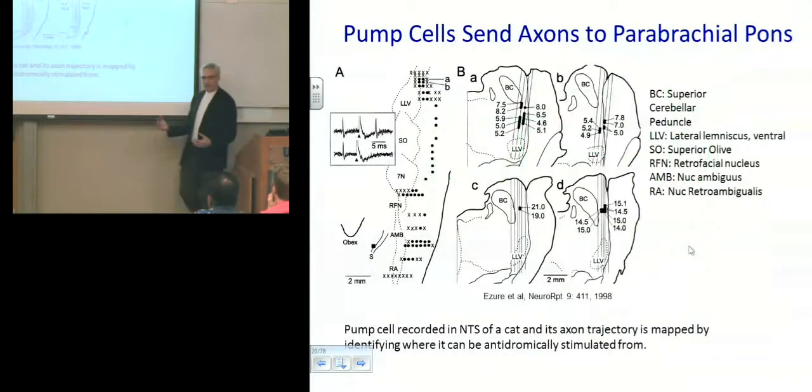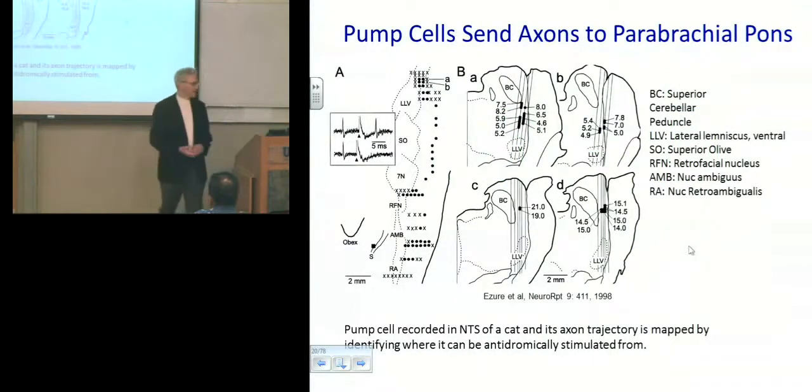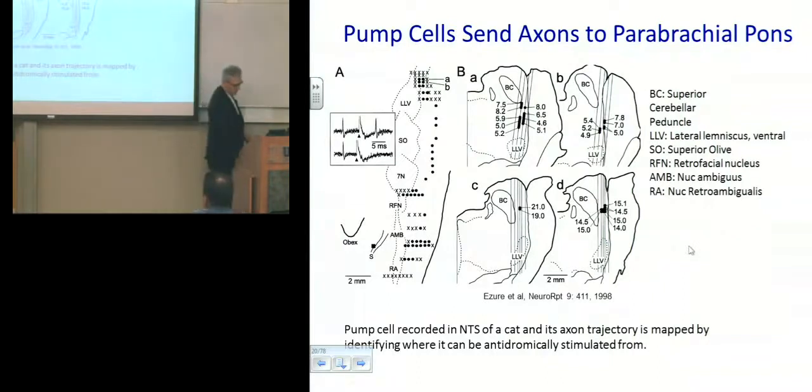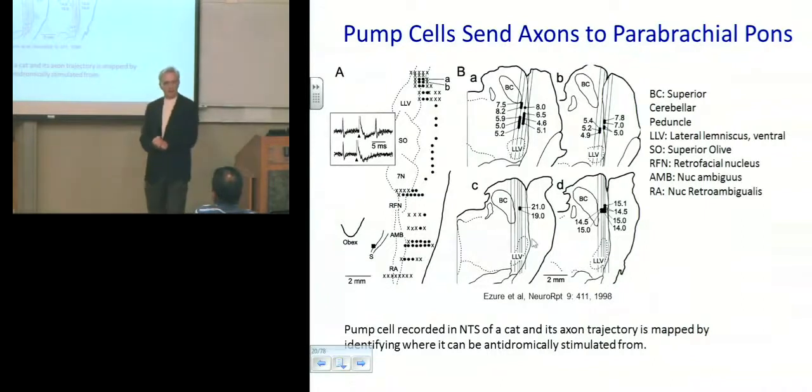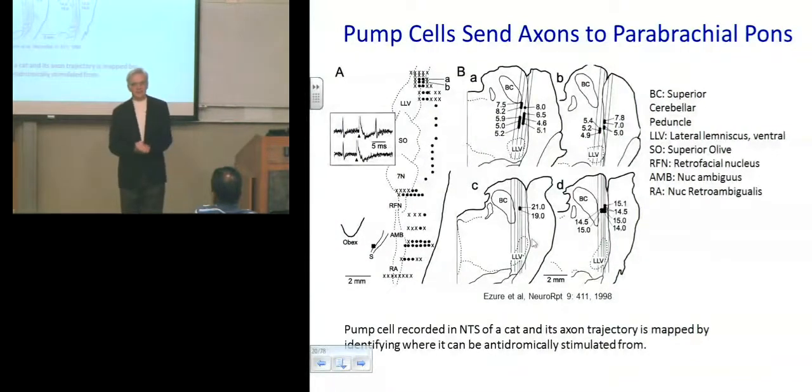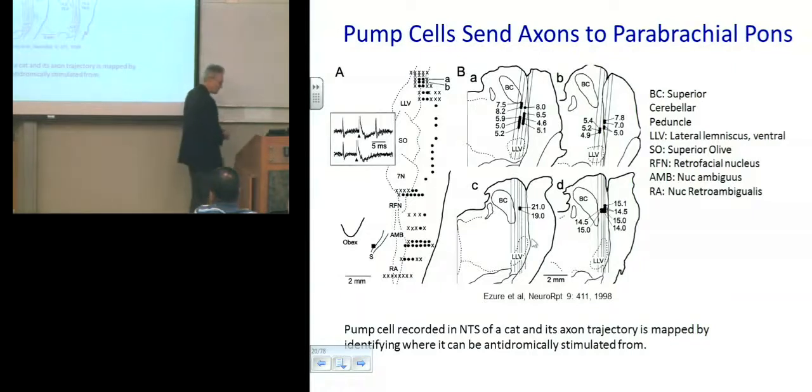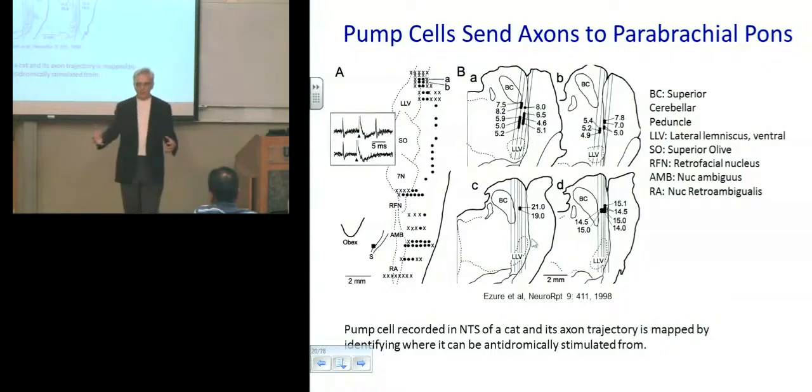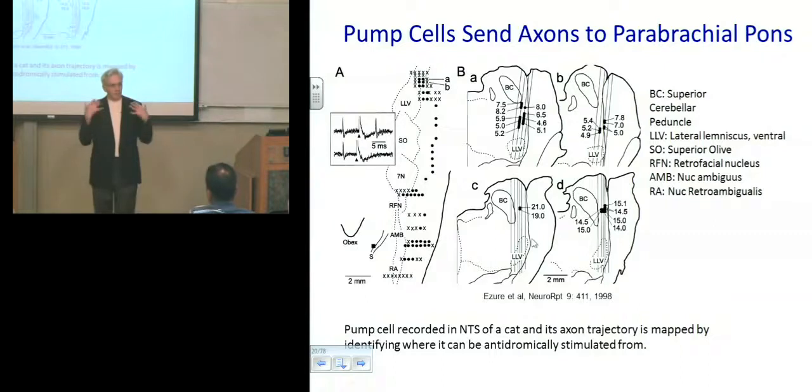And what you can't do is follow them all the way up to the pons, but they go all the way to the pons. And this is just showing a slide from Ezure and colleagues who then antidromically mapped the trajectory of these pump cells projecting all the way up to the rostral pons. And so if you think about it, what would the pons be doing getting these pump cell inputs? What you want to do is shut off inspiration. Well, coordination with other things could be an important role. Also, if you think about it, lung inflation actually reduces sensation of dyspnea.